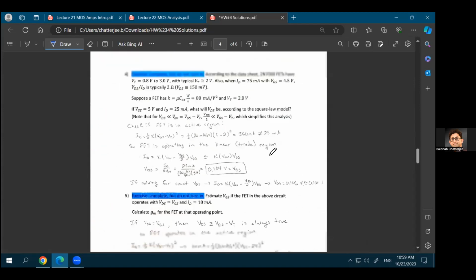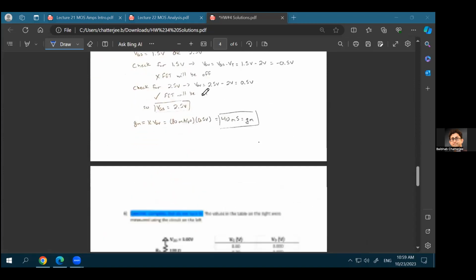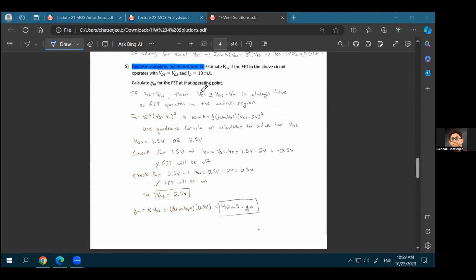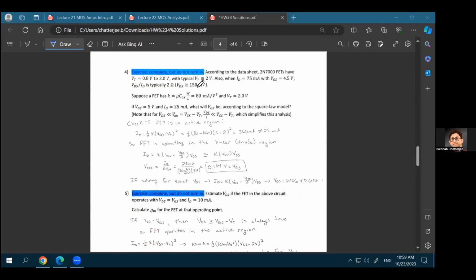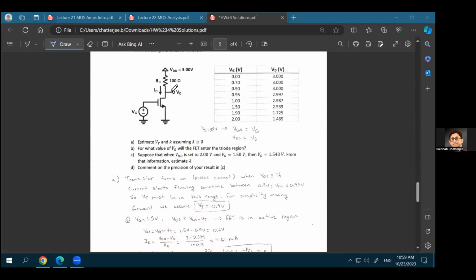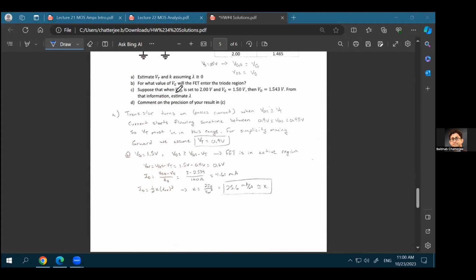There are a few exercise problems as well, which we did not need to submit as part of your homework number 4, but please go over them because that will give you a better idea of how to solve any kind of DC analysis for a MOSFET. So just go over the exercise problems 4, 5, and 6 before the exam so that you have a good idea about how to do the DC analysis of these different kind of circuits. Okay, any questions here?